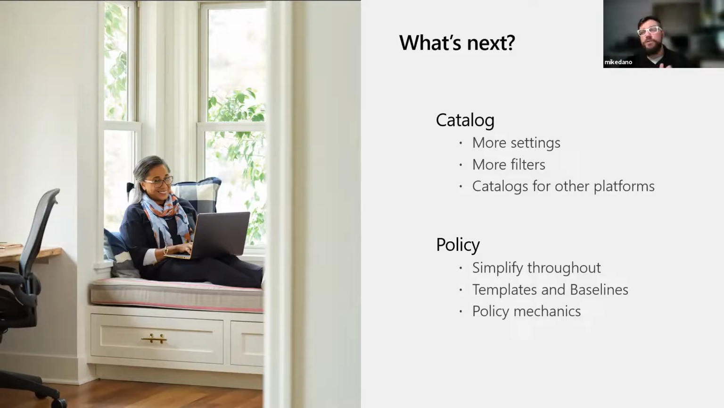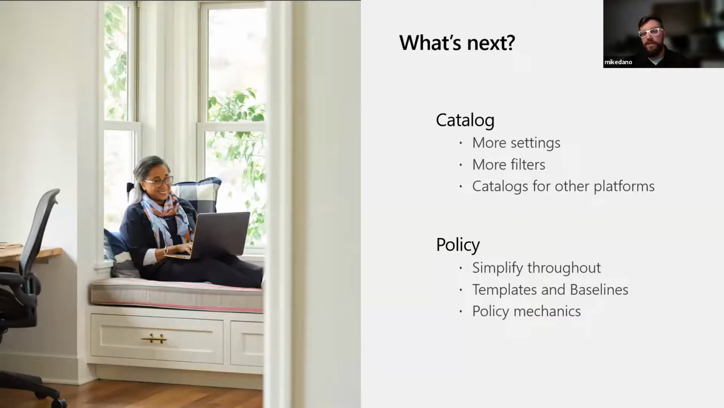We're looking into what additional filters we can add to help folks create more intelligent policy, adding catalogs for other platforms as we move forward. And then really for policy all up, simplifying everything throughout, creating additional templates and improving templates as well as the baselines. The baselines aren't going anywhere. You'll see additional baselines as well as improvements to the baselines. And then policy mechanics as we go forward.